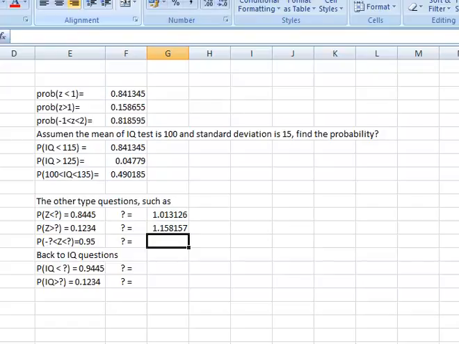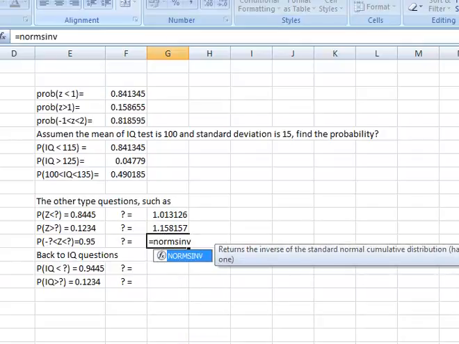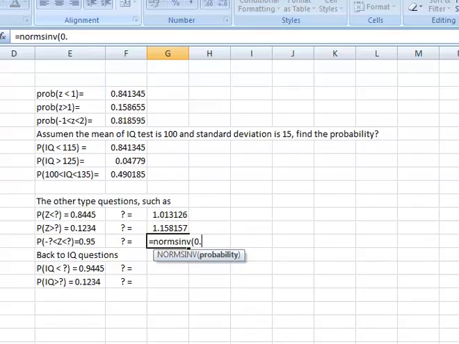Now if we want to find z between two symmetrical values, and the probability is 0.95, we use equal NORM.S.INV. Remember, inside we put 0.95 plus (1 minus 0.95) divided by 2. So you will get approximately 1.96.